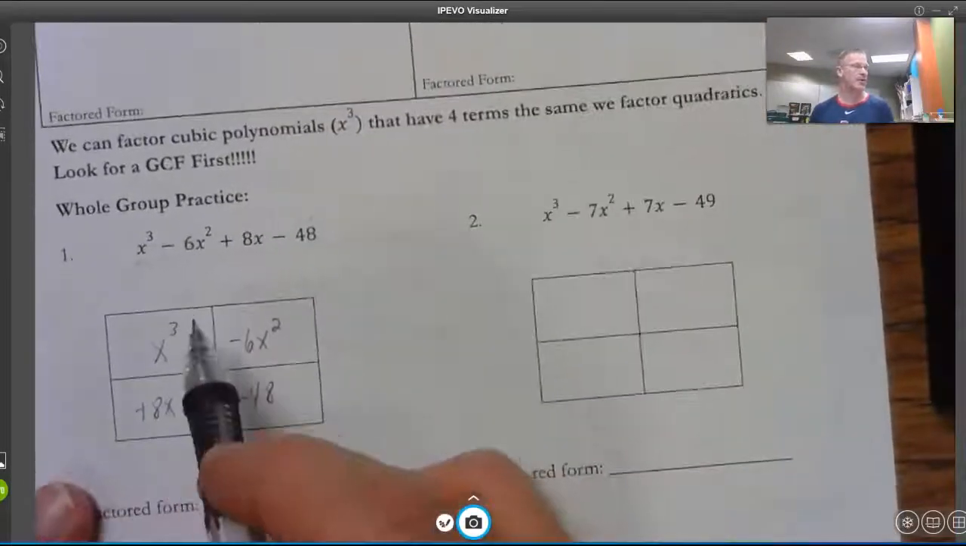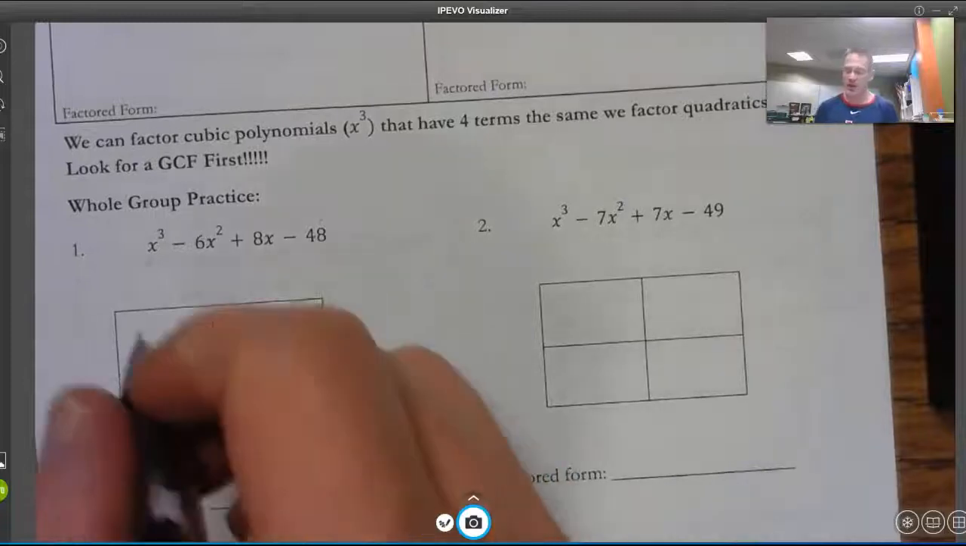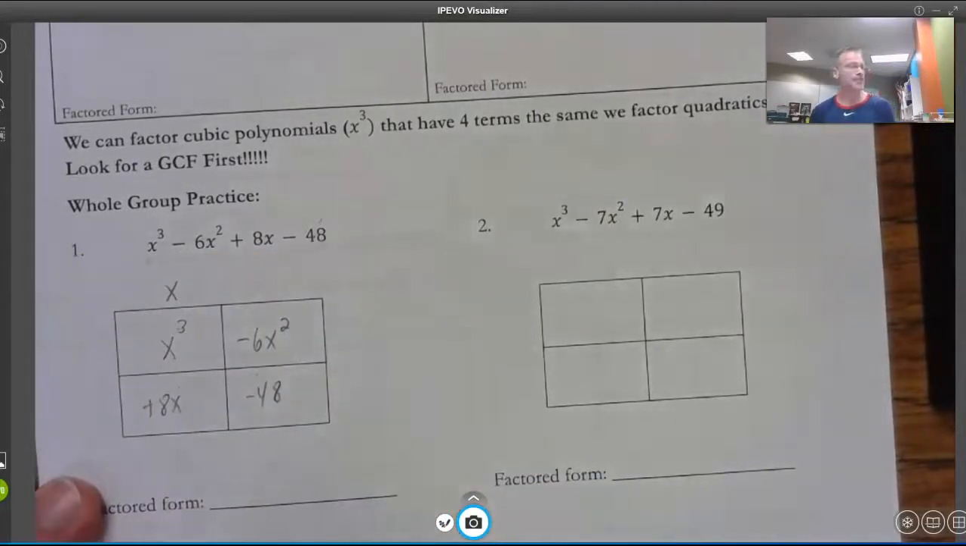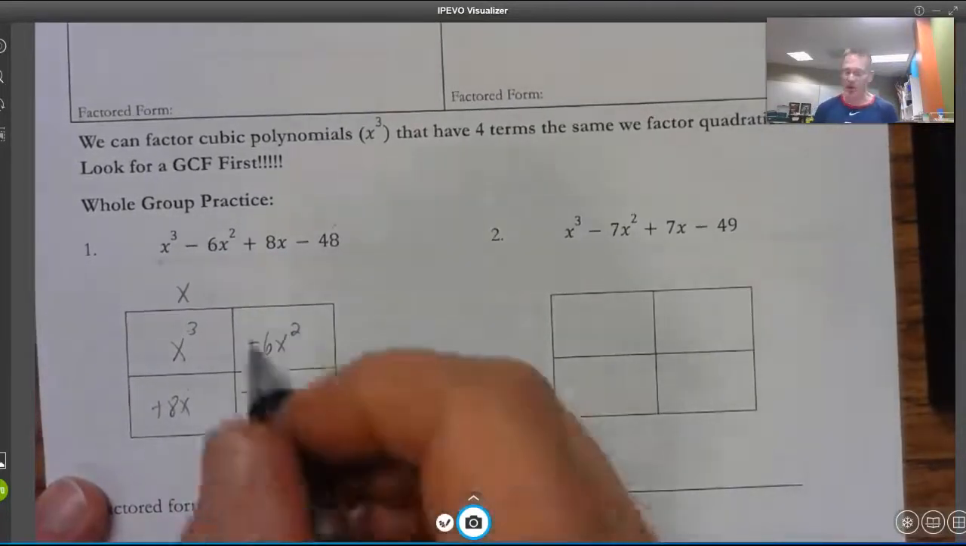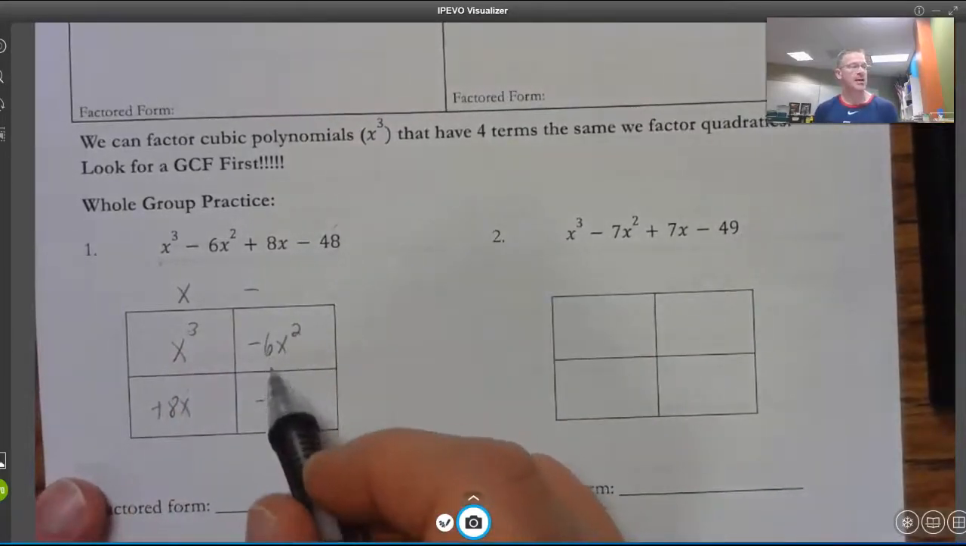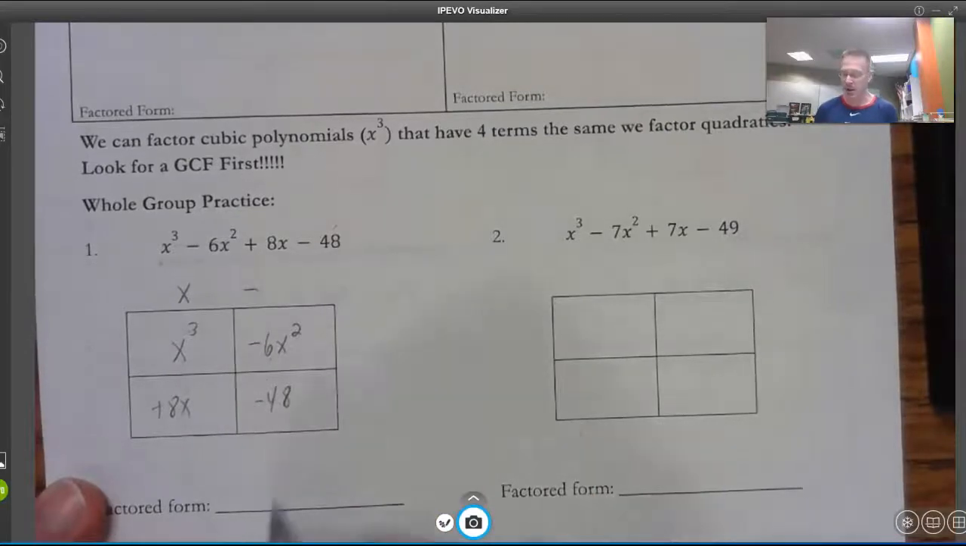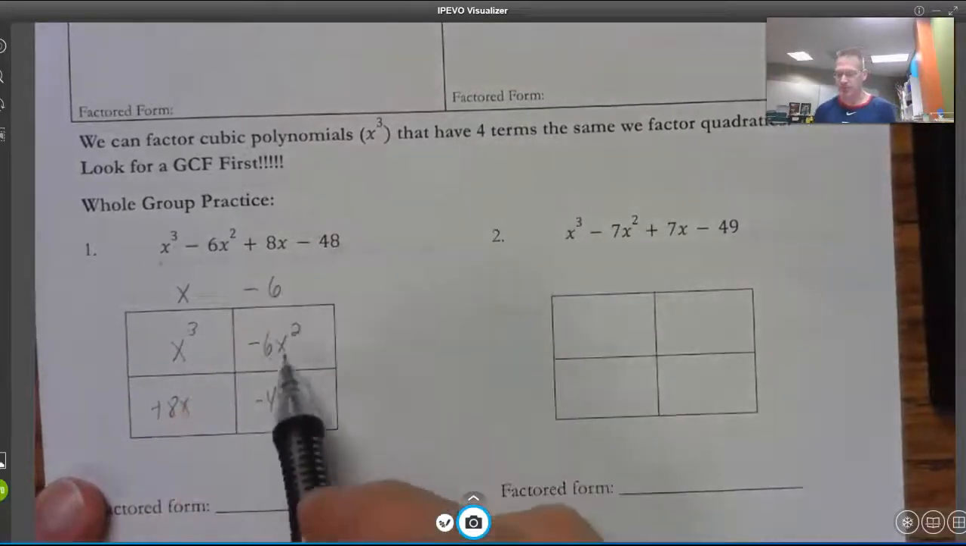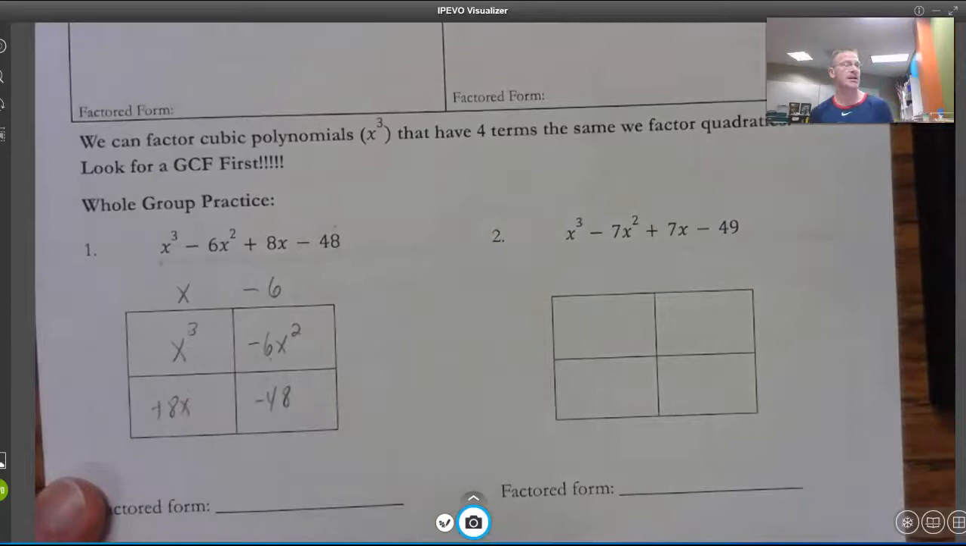So when I look at my first column here, my GCF for that first column would just be x. When I look at my second column, they're both negative, so I can take out a negative. I can take 6 out of both 6 and 48. There are no x's common, so I can't take out any x's.